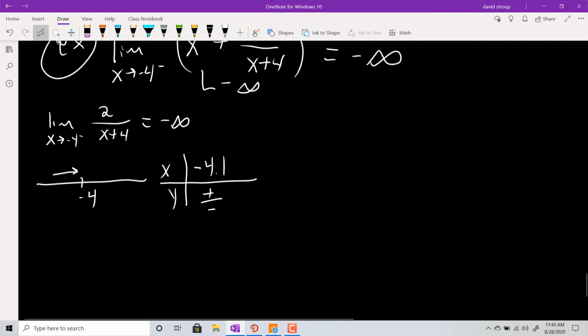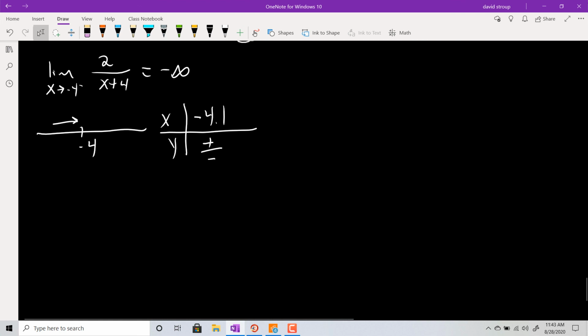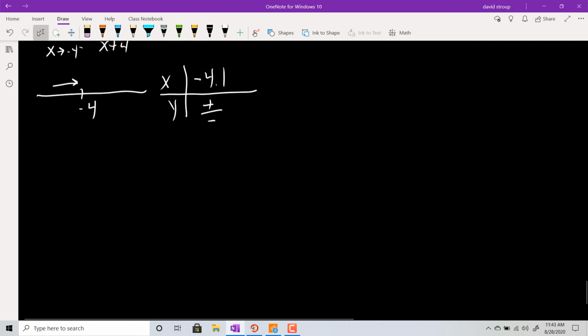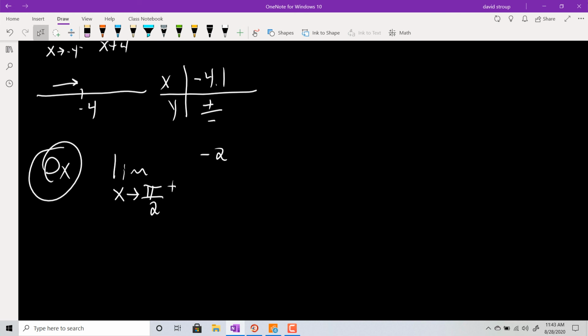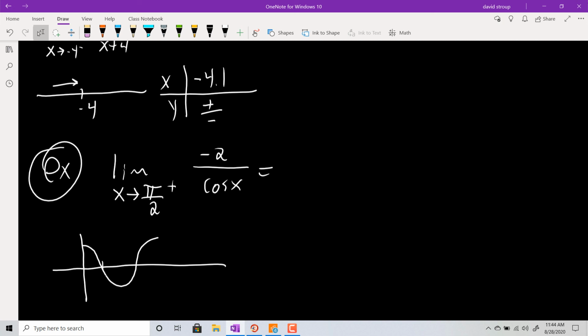For ones that are type L over 0 but are not this polynomial kind, you still do the same approach, except maybe you use a graph to pick your test value. So the limit as x goes to pi over 2 from the right of negative 2 all over cosine x. What is that? If you look at the graph, you can pick out your test values. Cosine looks like this. Exactly at pi over 2, cosine is 0. So it is an L over 0, and you know it's going to either positive or negative infinity.